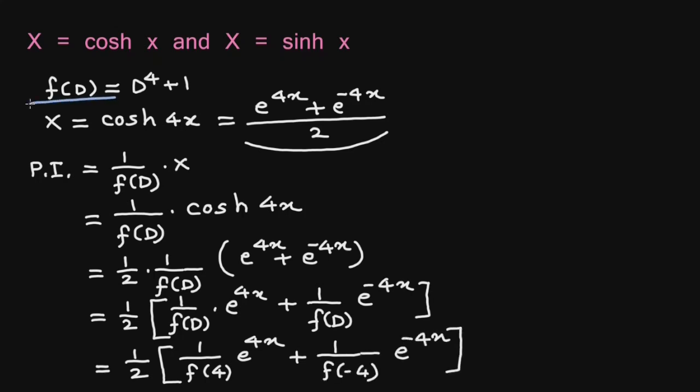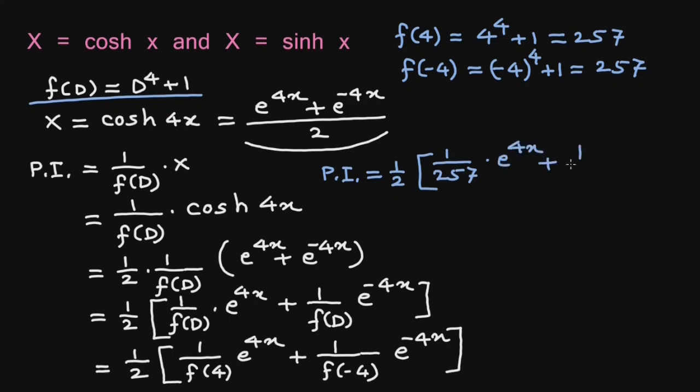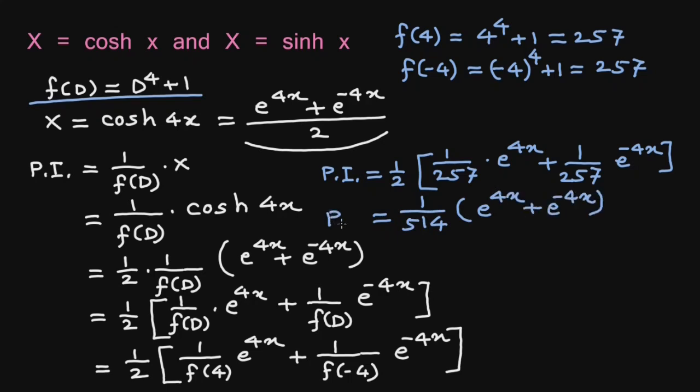Now from this f(D), f(4) will be 4 raised to 4 plus 1, which is 256 plus 1, 257, and f(minus 4) will be minus 4 raised to 4 plus 1, 257 again. So the particular integral will be half into 1 upon 257 e raised to 4x plus 1 upon 257 e raised to minus 4x, which is 1 upon 514 (e raised to 4x plus e raised to minus 4x). So this will be our particular integral.